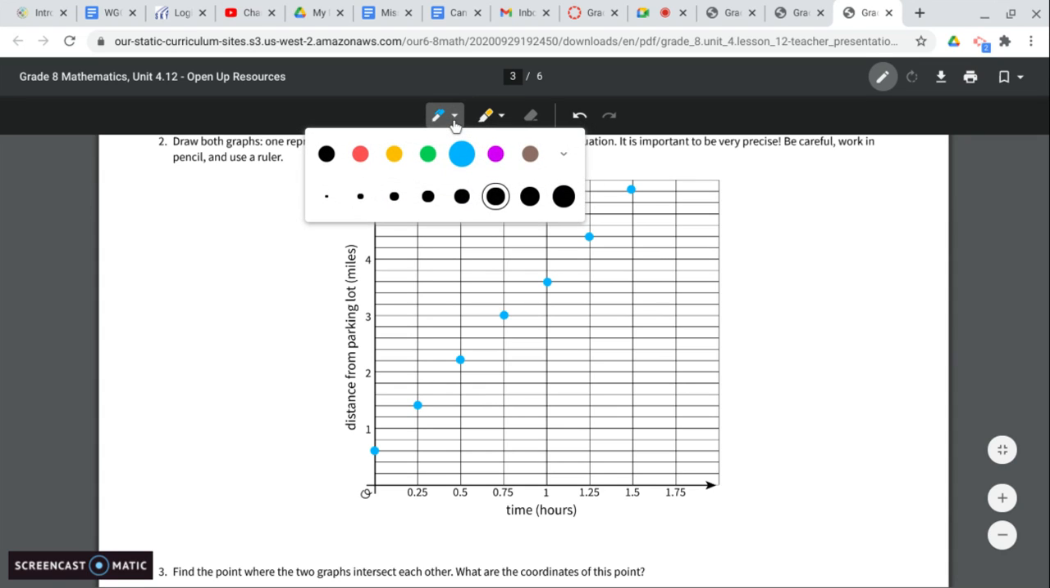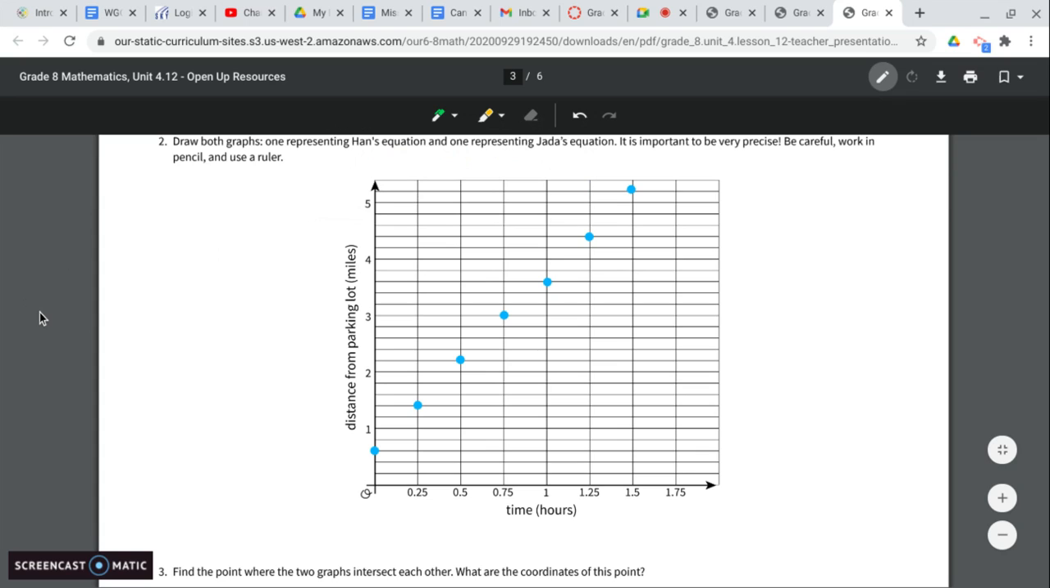Now for our other one, for Han, we'll do his in green. His equation has 4.8, so he's starting all the way up here, and he has a negative slope, so he's going down negative 2.4. So we go down 1, 2, 3, 4, and then we'd go over all the way to 1.